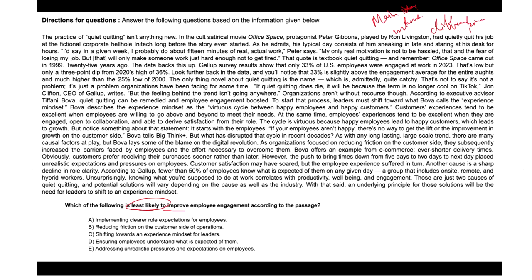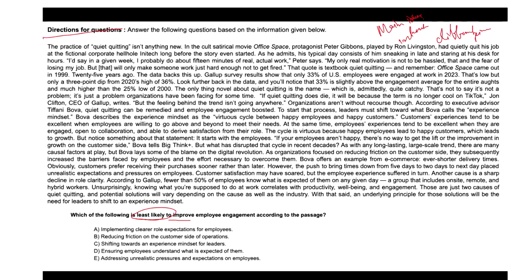So let's get started. The first one. Before we jump to the text, let me point out what the direction of the question is. So the direction stated here. Wait a minute. Okay.